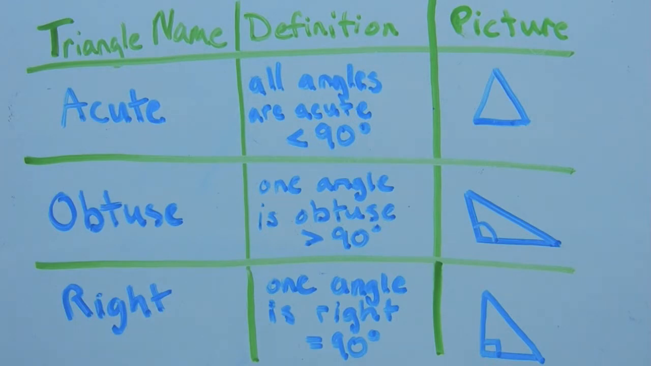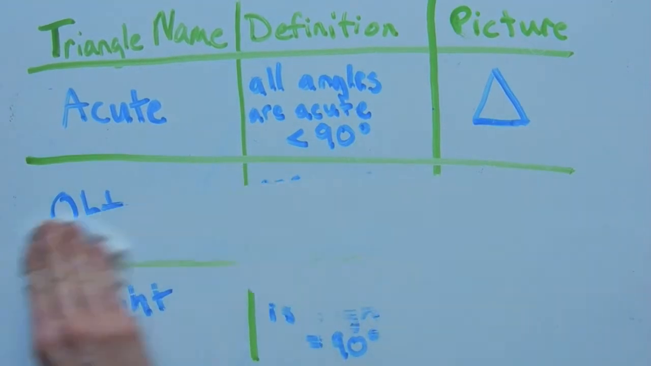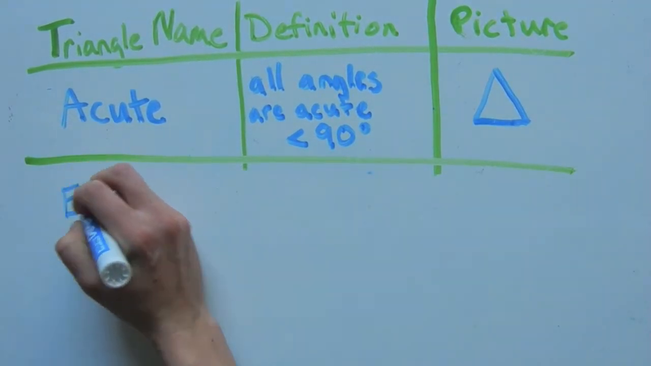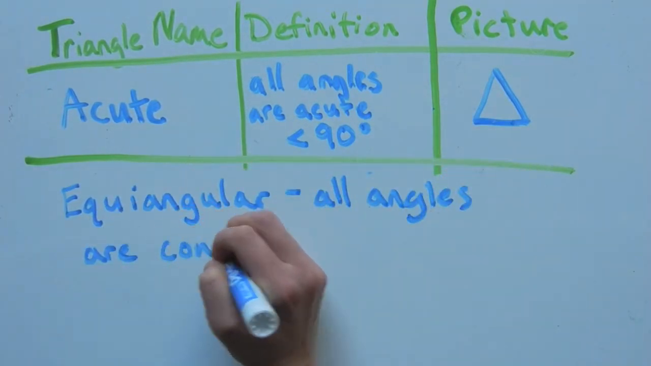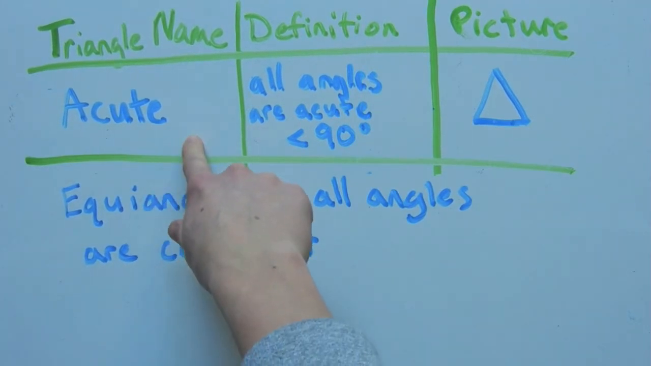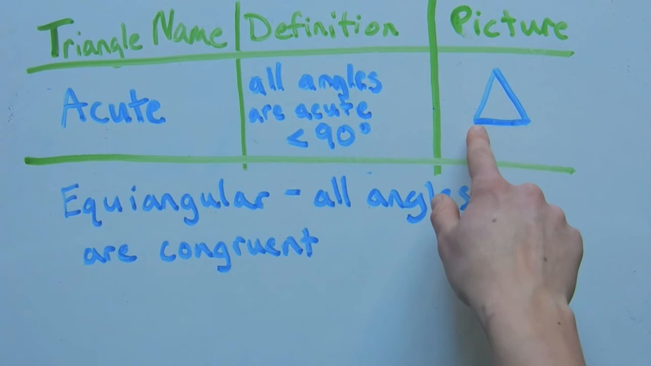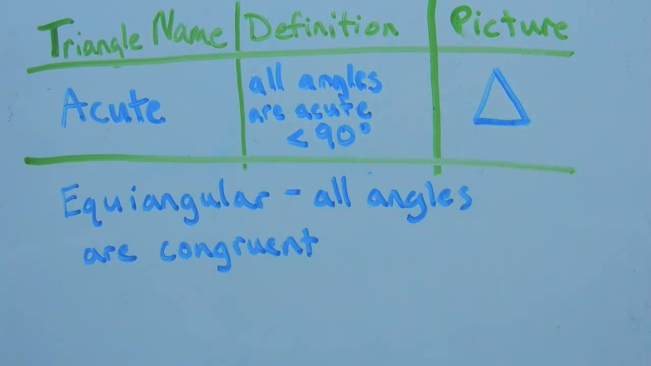There is one more special case that only occurs for an acute triangle. And that is called equiangular, meaning that all the angles are congruent. So this is a subtriangle within the acute triangles. And that would be where the 3 acute angles are all congruent.